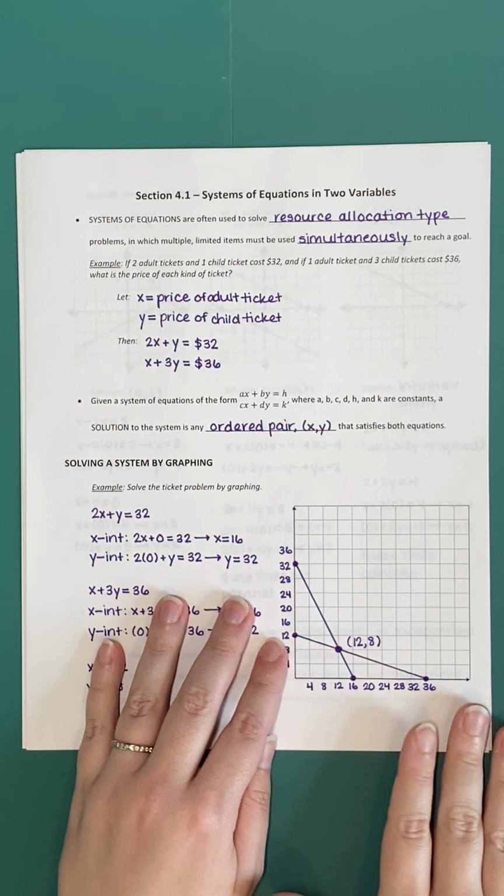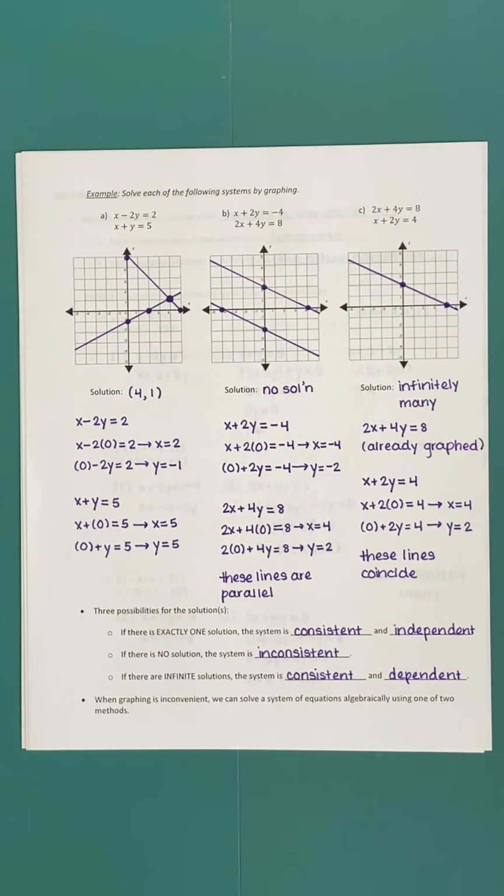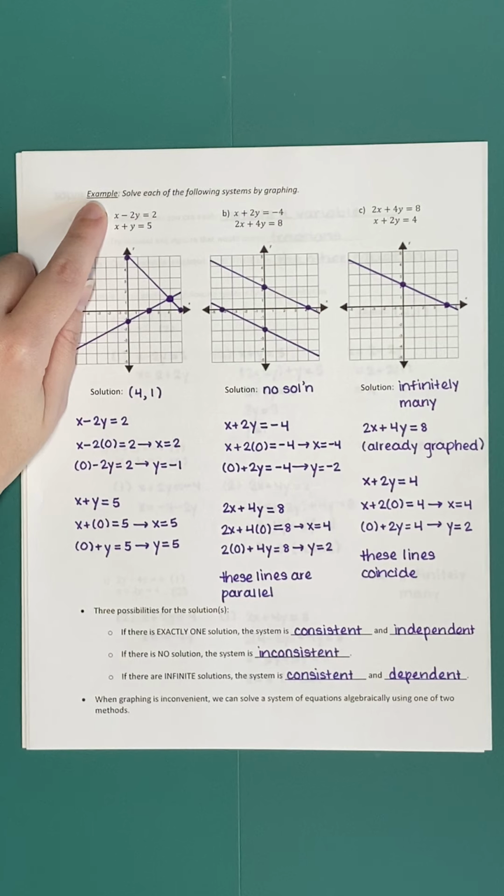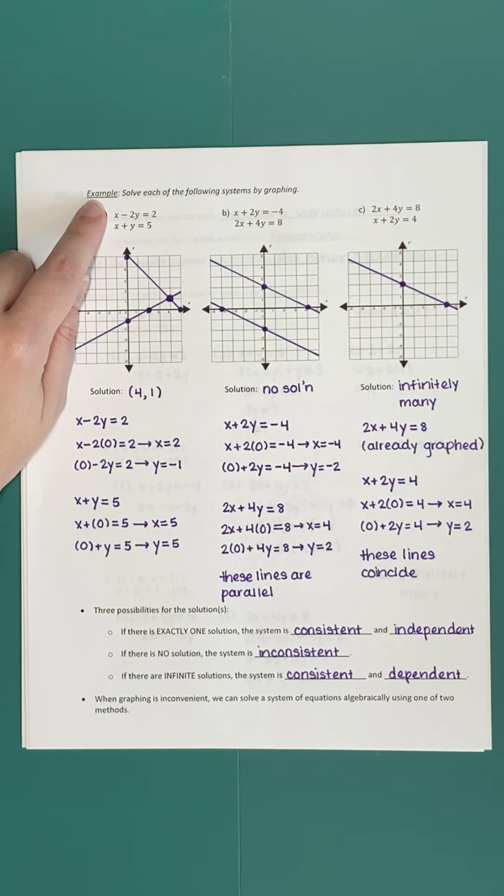We'll take it out of context for a moment, but I want to show you some of the other possibilities. There are a variety of different ways that lines can look when you graph them, and based on the context of a system of equations, this can mean a couple different things for the kind of situation we're looking at from the standpoint of solving our system. So here's our next system. We have x minus 2y is equal to 2, and x plus y is equal to 5.